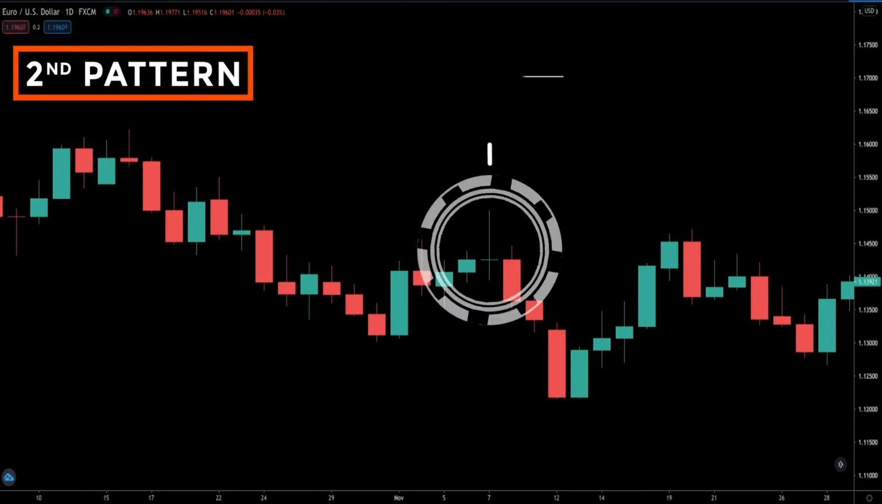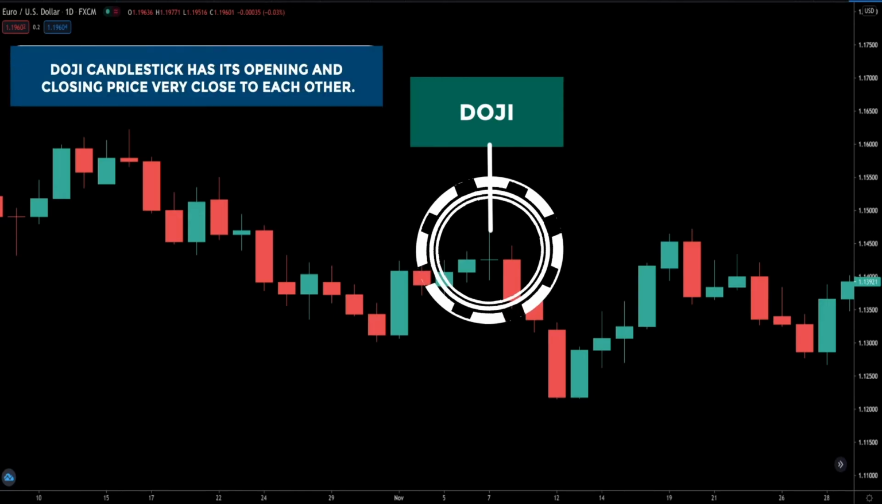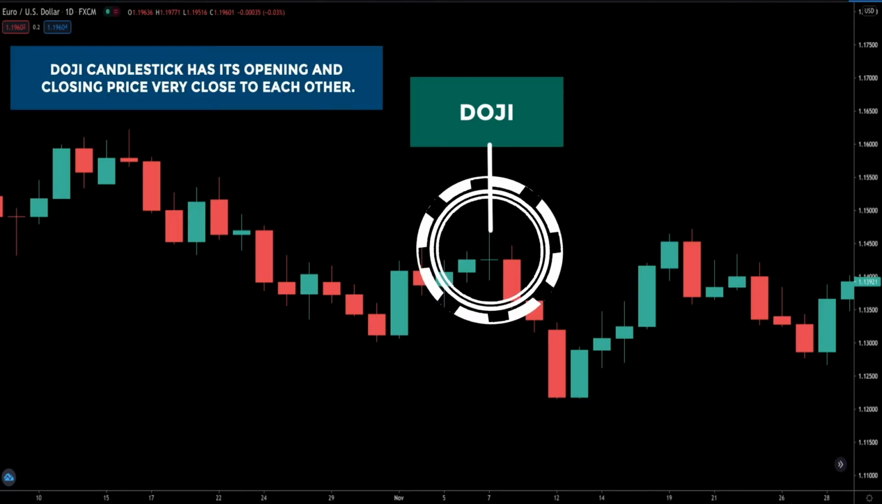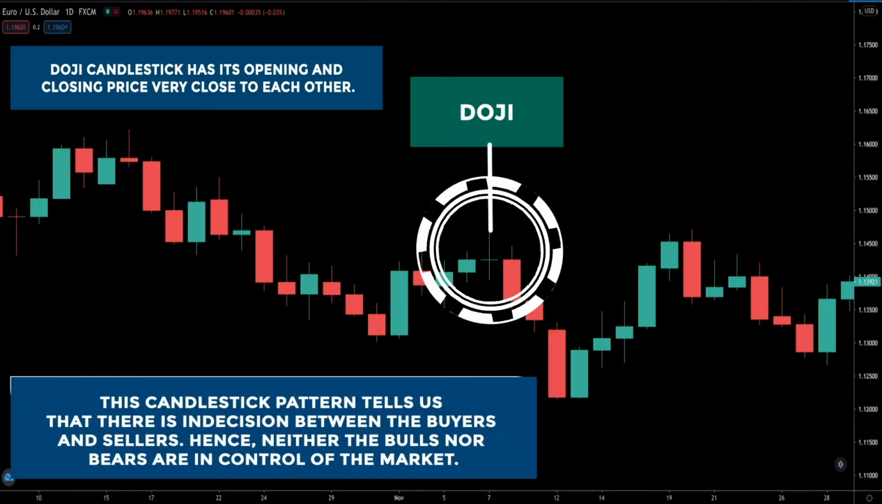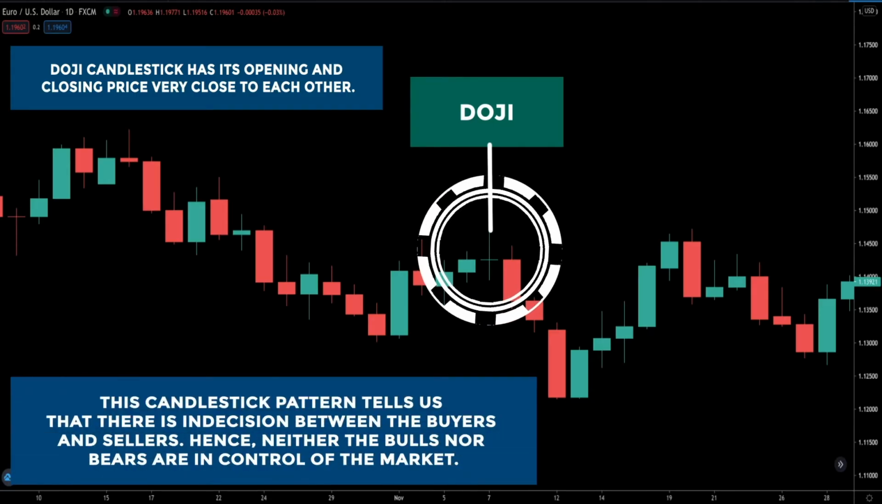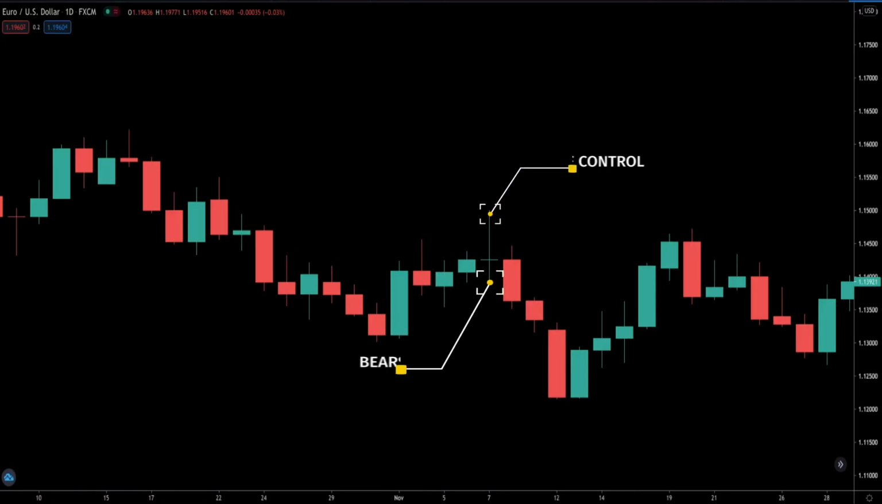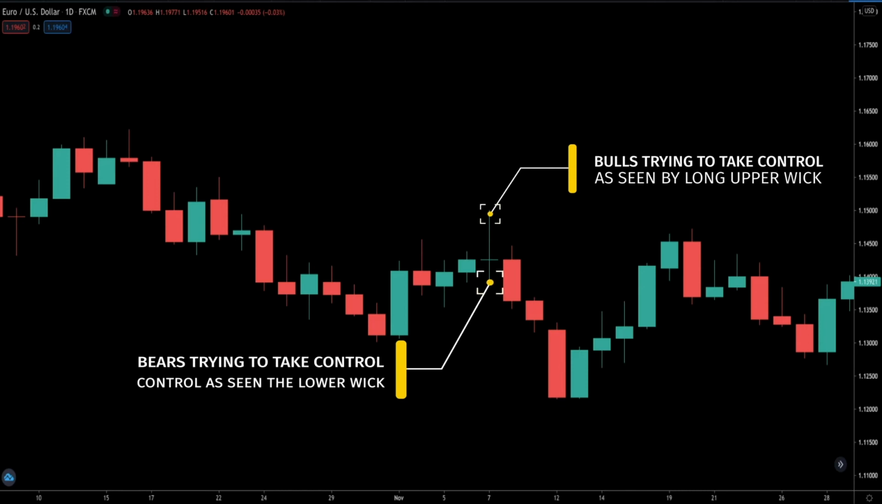A Doji candlestick looks like this, with the opening and closing prices being very close to each other. So what you get is a candlestick with a very small body. This candlestick pattern tells us that there is indecision between the buyers and sellers. Hence, neither the bulls nor bears are in control of the market. The underlying psychology behind this candlestick pattern is that both sides tried to gain control, but both sides' pressure was equally strong, resulting in price closing near the open.